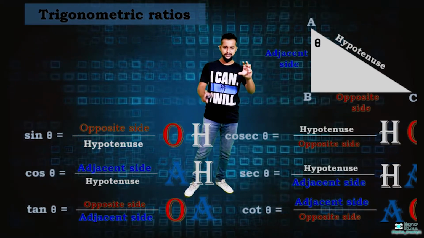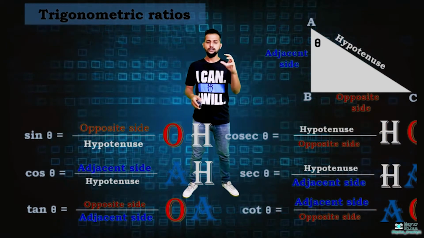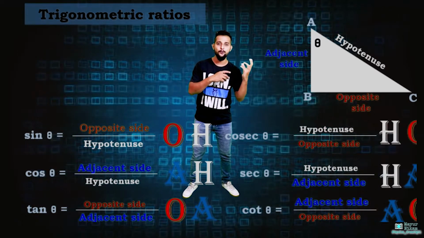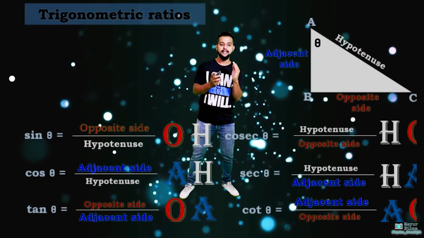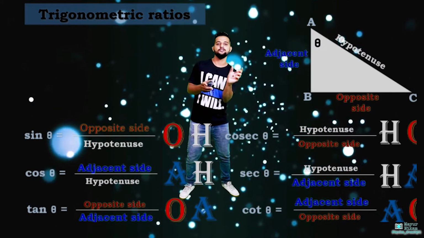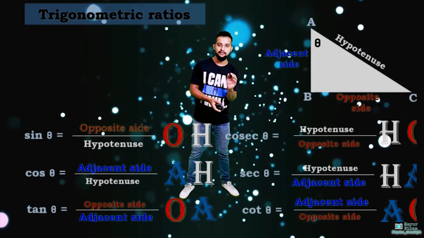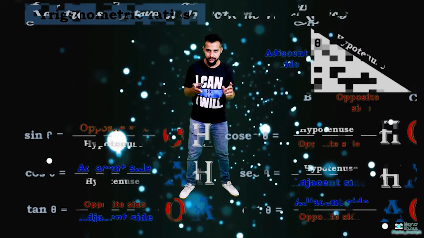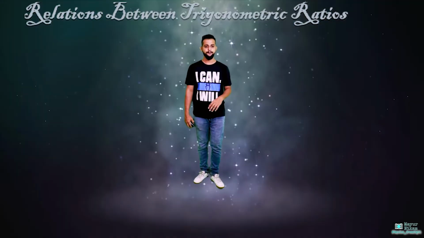Now if you hear O, H, O, can I say OHO? It's related to sine and cosec. OHO: sine, cosec, same. AHA, right? AHA, that means somewhere you can say it's cos and sec. And the last one, OAO, that is tan and cot. Clear? So let's move on.